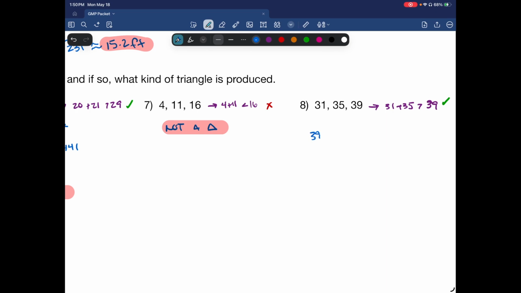On 8, we've got 39 squared, colon, 31 squared plus 35 squared. All right, 39 squared is 1521. 31 squared is 961. 35 squared is 1225. I'm not expecting you to know these off the top of your head. I've already done these in my calculator, so feel free to use your calculator to do this. 961 plus 1225 is going to be 2186. And 2186 is bigger than 1521. So c squared is less than, which means this is an acute triangle.